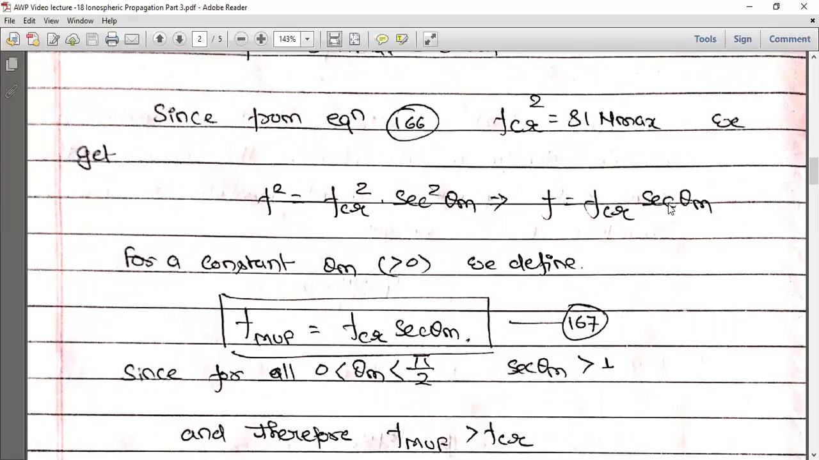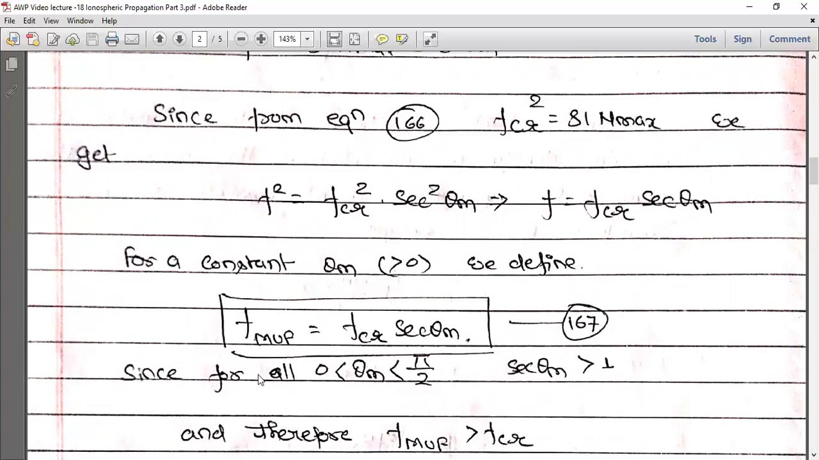If you incident a frequency with value more than this, then it will not reflect back. It will go through the ionosphere and will not be received back. That's why for angle theta m, this value f_CR into sec theta m will be the largest frequency which can reflect back from the ionosphere at a particular theta m. That's why this frequency is known as maximum usable frequency. We represent it by f of MUF. MUF stands for maximum usable frequency.